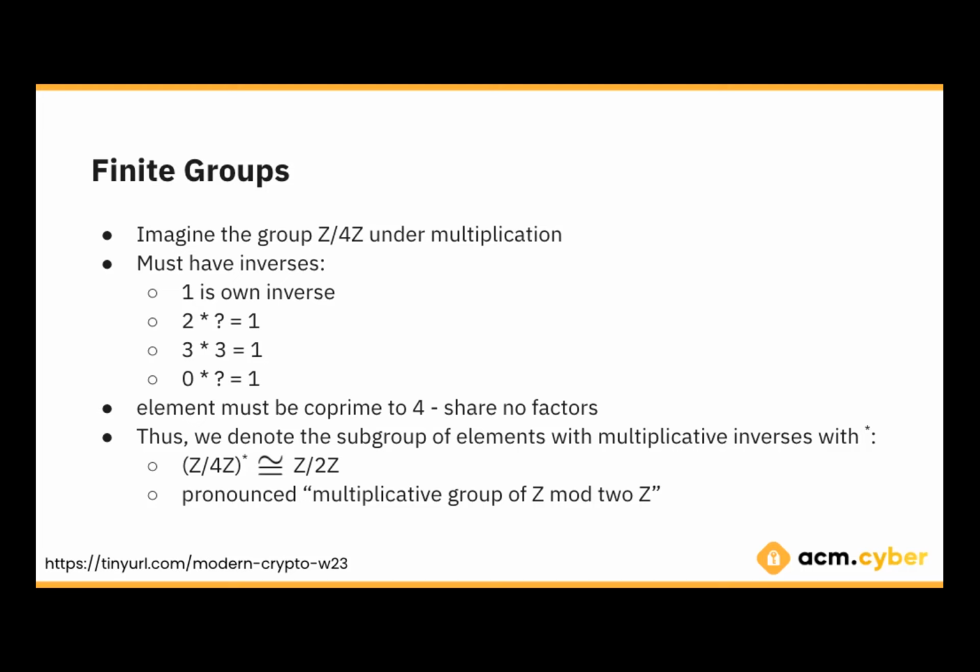This is isomorphic to Z mod 2Z, because 1 is acting as the identity, since 1 × 1 = 1. And then 3 × 3 = 1, 3 × 1 = 3, and 1 × 3 = 3. So you can see the structure of this is identical to the group that we were describing previously.